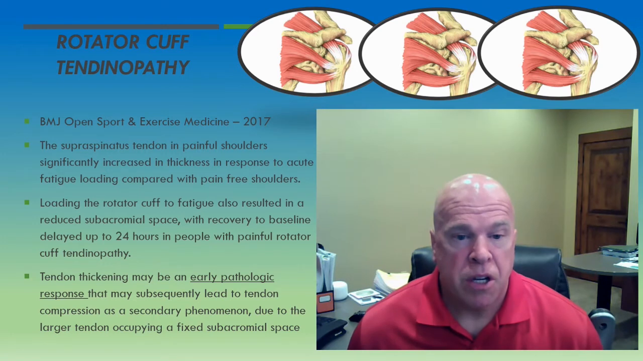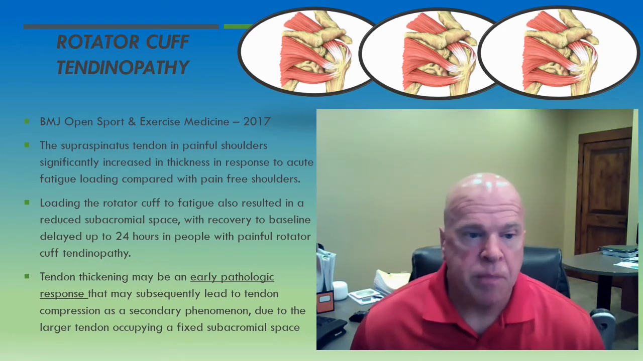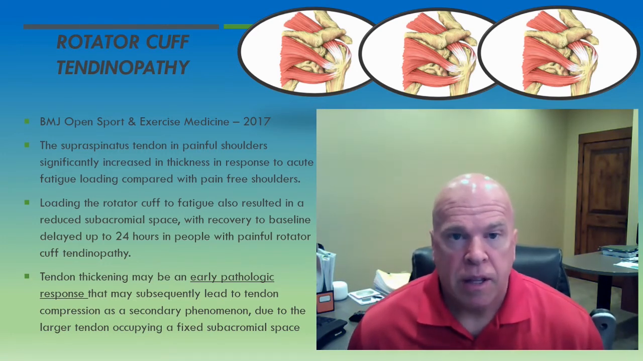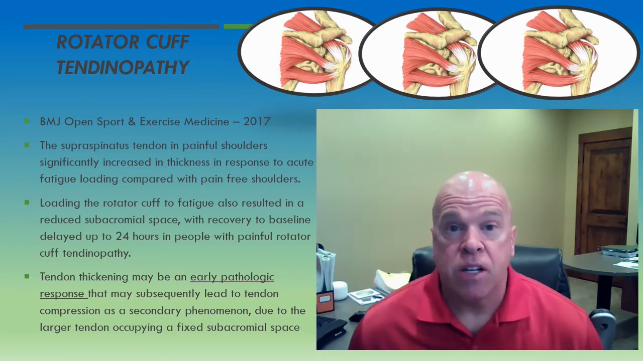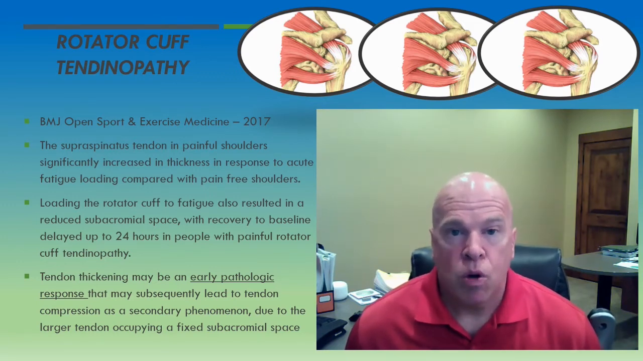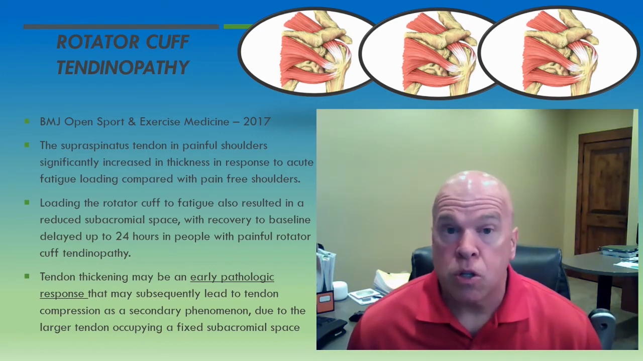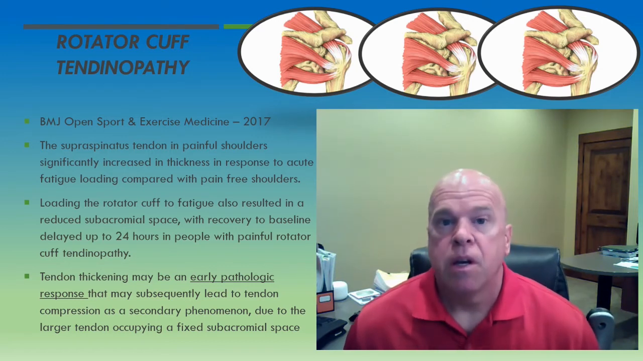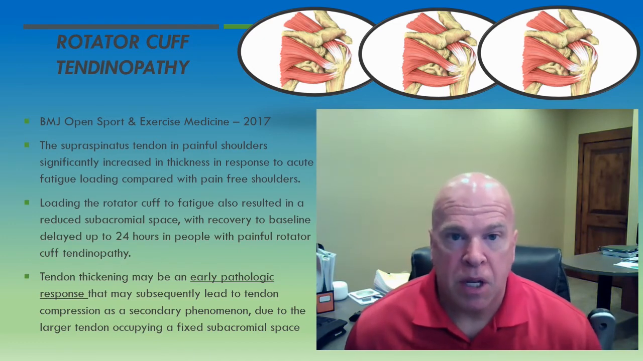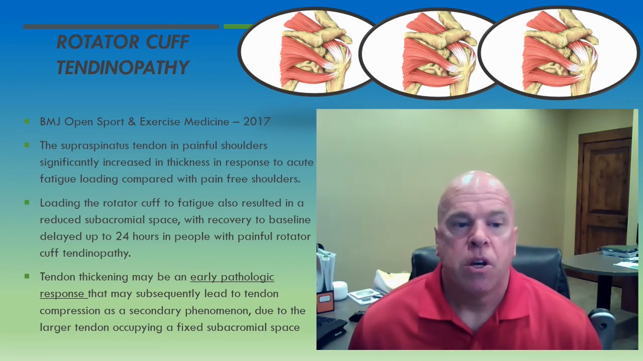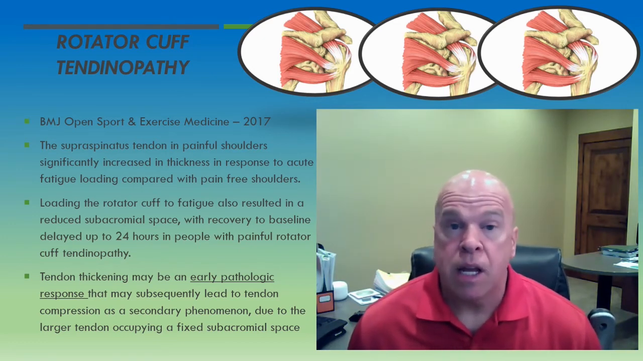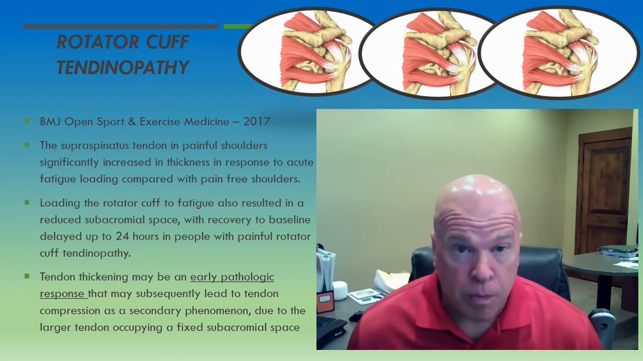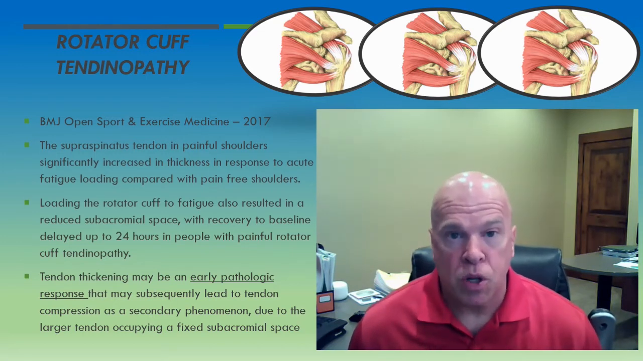And this is a 2017 study from the British Medical Journal. It talks specifically about the microscopic and anatomic changes that take place in the rotator cuff tendon in persons who are developing degenerative tendinopathy of the rotator cuff tendons. So they tell us that the supraspinatus tendon in painful shoulders, in other words, they took two groups of subjects.